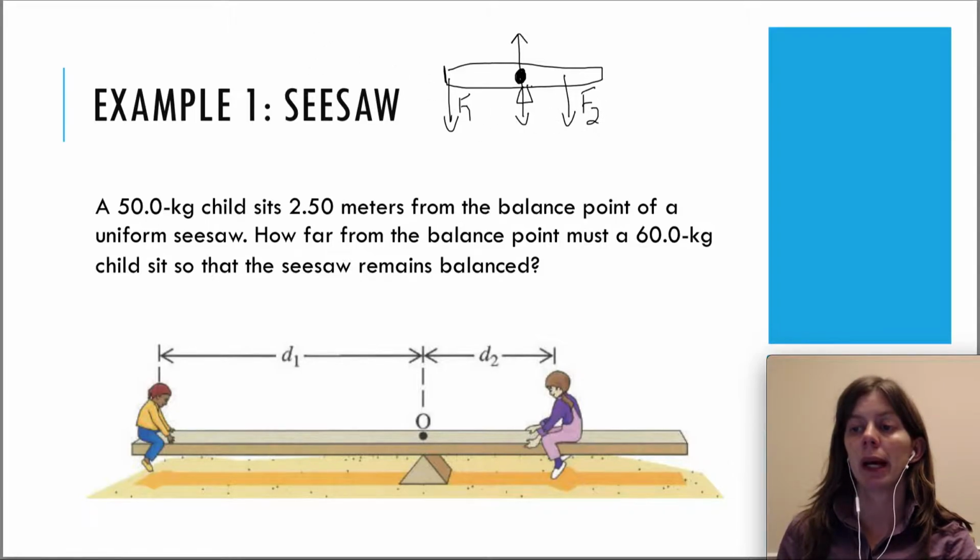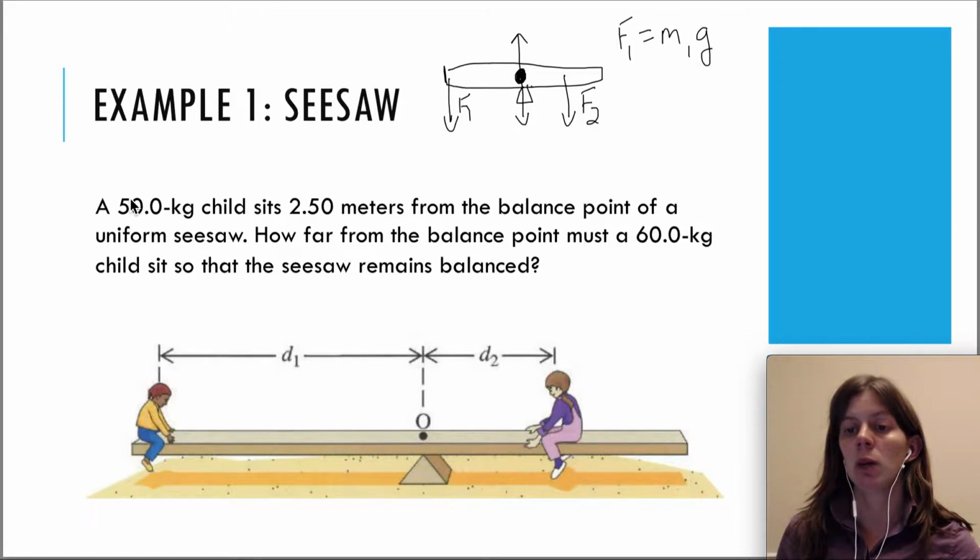So if we go back and look at our steps, the next step was to identify all of our forces and distances. So F1 is the weight, it's due to the weight of the kid on the left here. So it's m1 times g, where m1 is going to be my 50 kilograms over here. And then r1 is going to be the distance from the pivot point to the point of application of this force. So r1 is going to be 2.5 meters.